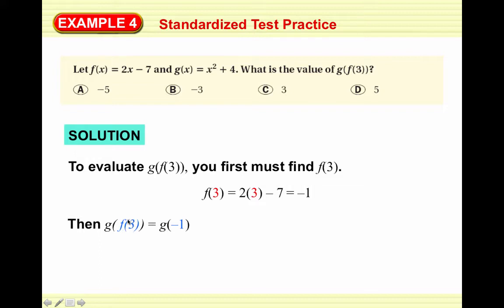Okay, so we figured out what f of 3 is. It's negative 1. So now we're going to use negative 1 as our input for g. Okay, so the rule for g is input squared plus 4. So we're going to have negative 1 squared plus 4. Negative 1 times negative 1 is 1, plus 4 is 5.